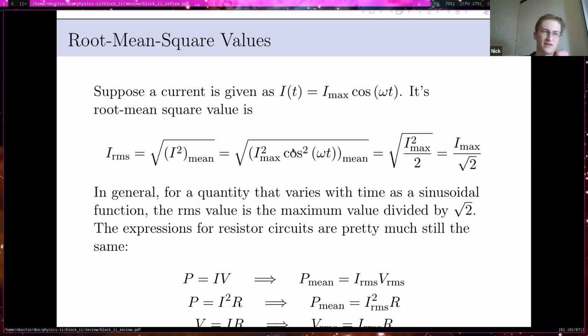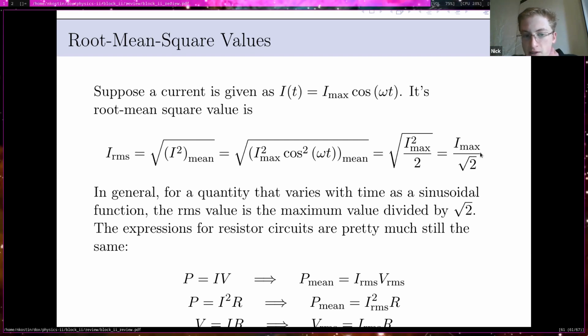And I think in Calc 1 or Calc 2, for averages, we look at some time interval, integrate over that time interval, and then divide by the length of that interval to find the average. If you do that for this function, what you're going to get is I squared max divided by 2, and then you get I max over root 2. And this equation is on the equation sheet.